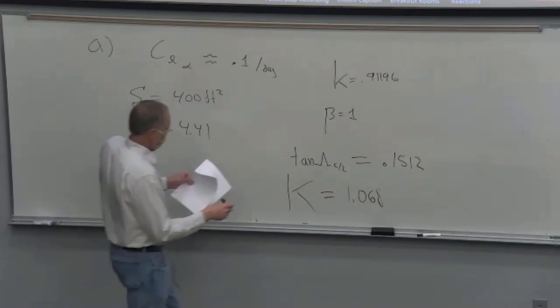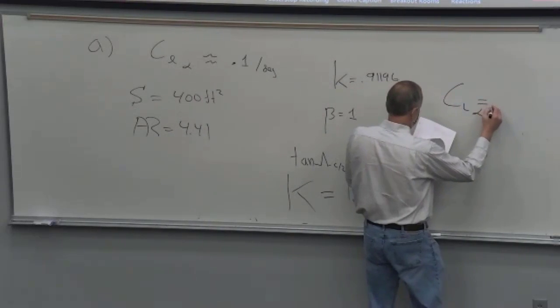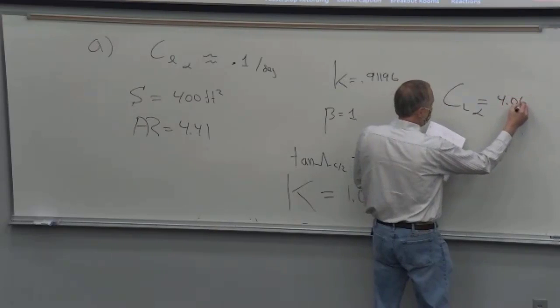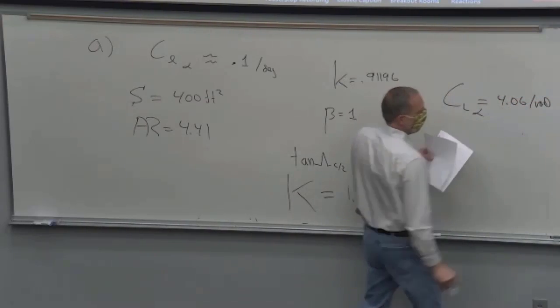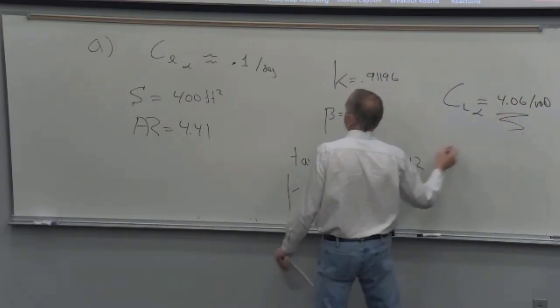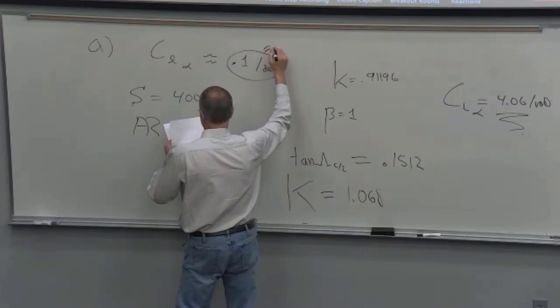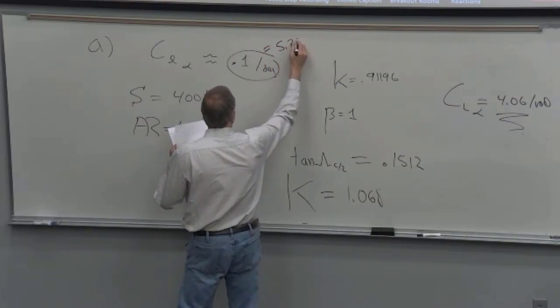So then you should get, I got 4.06 per radian for the finite wing. And again, this should always be less than this. This is like 6 or 5.73.